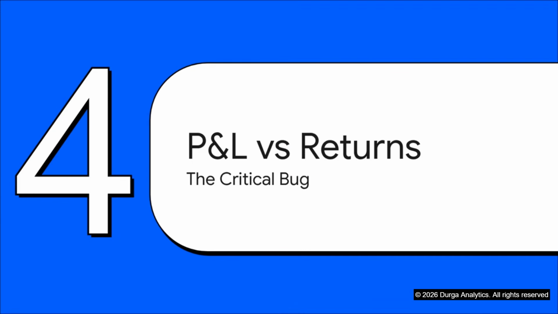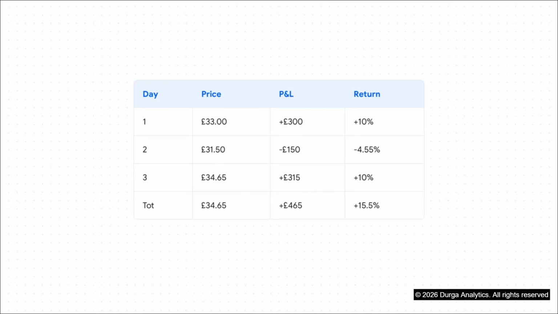All right, section 4, P&L adds, returns compound. This right here is the most critical bug you will see in performance reporting. Let's trace a long position of 100 units over 3 days to see exactly where software bugs creep in. Day 1, price goes from £30 to £33. P&L adds £300 and your return is positive 10%.